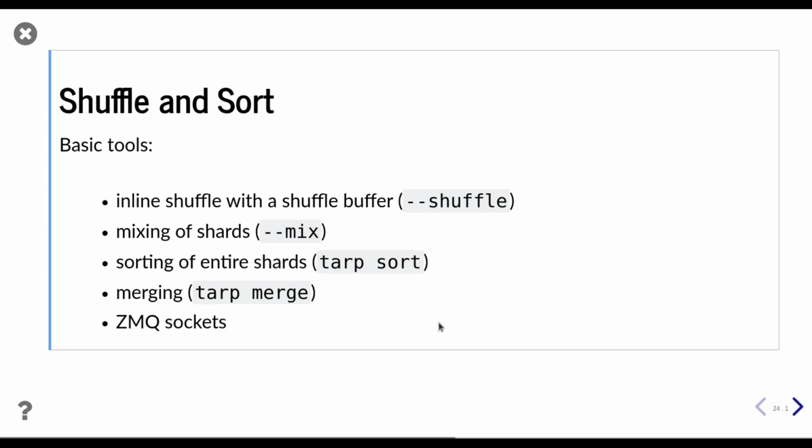For shuffling and sorting, tarp gives you a collection of basic tools. You can perform inline shuffling with a shuffle buffer. You can mix shards. You can sort entire shards. In the next version, you will be able to merge shards. And you can also distribute samples through ZMQ sockets.